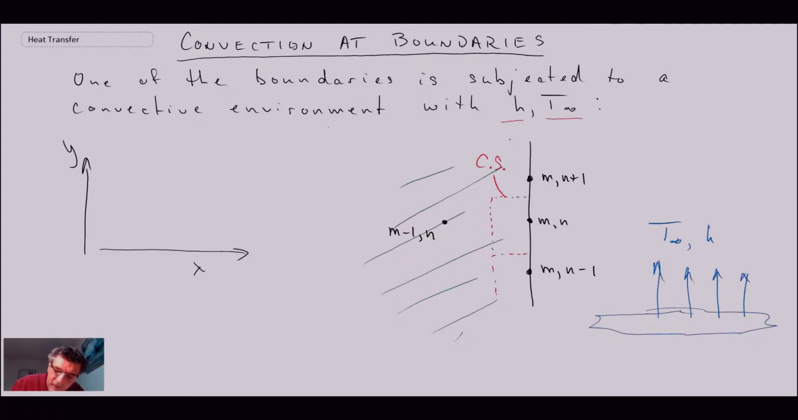And just like before, delta x over 2 is the width. And the vertical dimension, or the height, is delta y. So we are going to perform an energy balance on that control surface, and that will be the basis for coming up with the equation. So let's start with that.